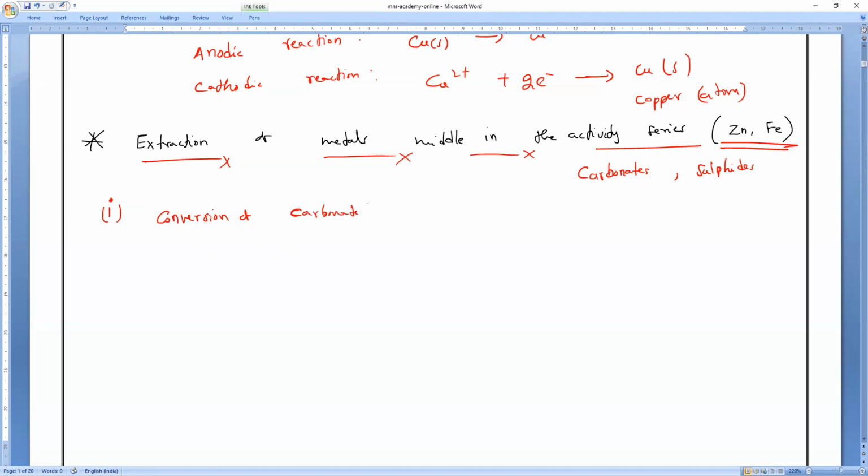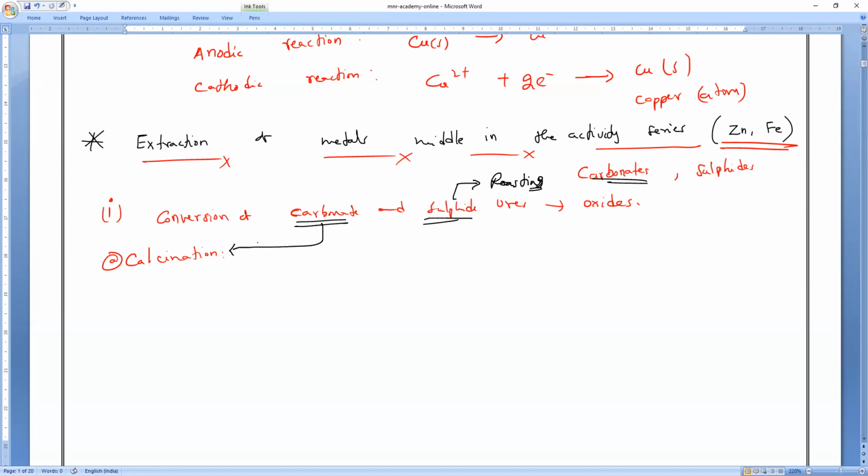Conversion of carbonate and sulfide ores into oxides, by what process? Calcination means in the absence of oxygen. Carbonate ores undergo calcination, but sulfide ores always undergo roasting. Please remember, carbonate ores only undergo calcination.